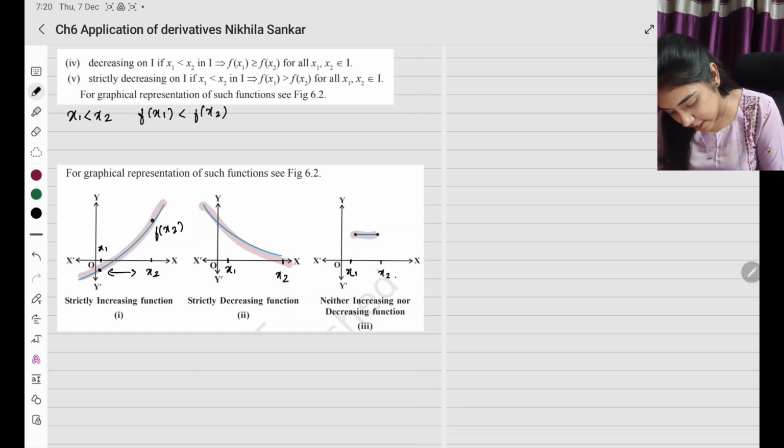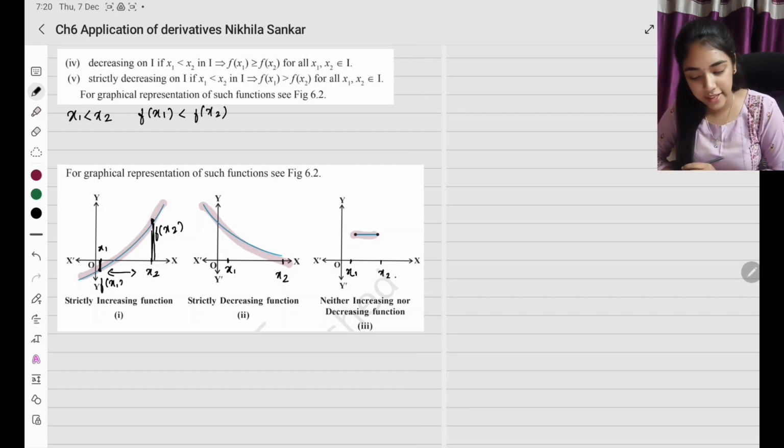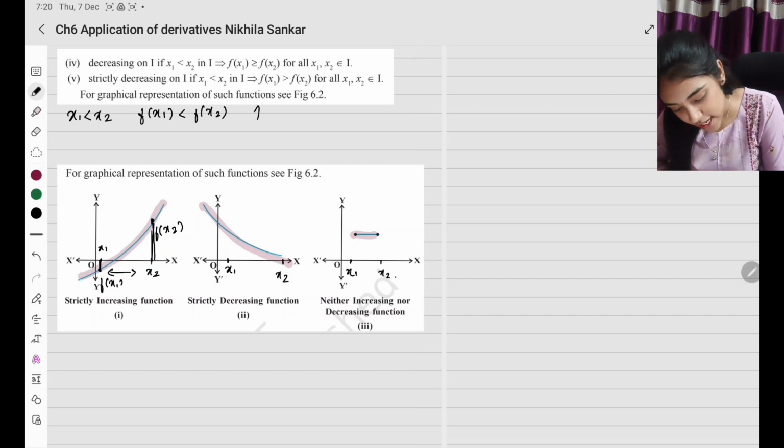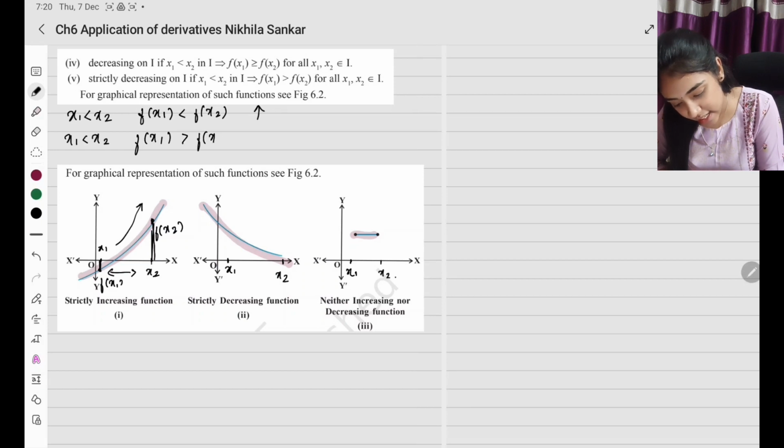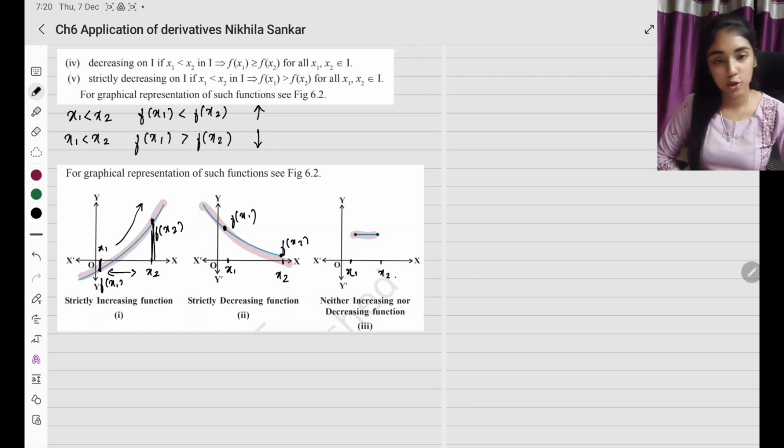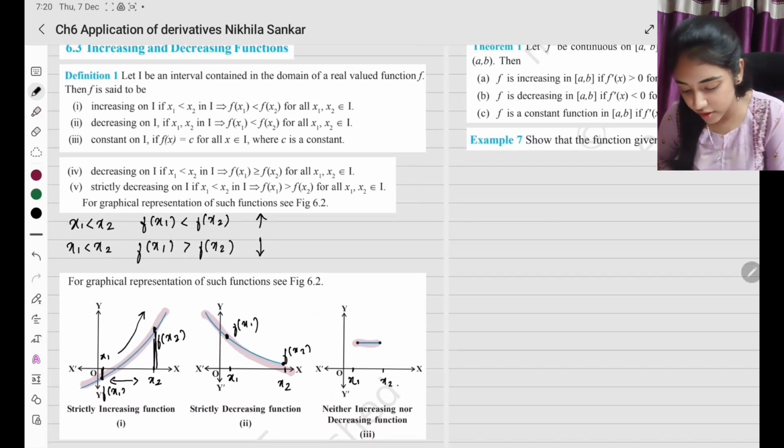If this is my f of x1. Okay, in that x1 இருக்குல்ல, so this is my f of x1 and this is my f of x2. So if f of x1 is less than f of x2, the function is said to be increasing. It is increasing like this. When x1 is less than x2 and I have f of x1 is greater than f of x2, இப்போ இந்த இடத்துல f of x1 is greater than f of x2, correct? So in this case the function is said to be decreasing. So that is what is given here in the definition.